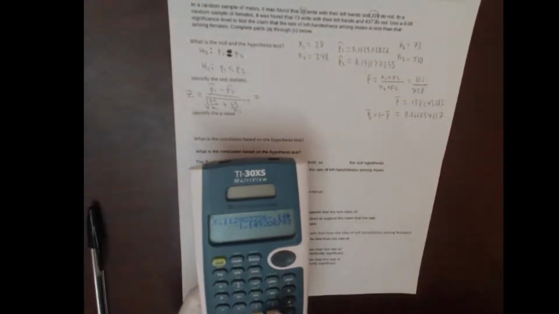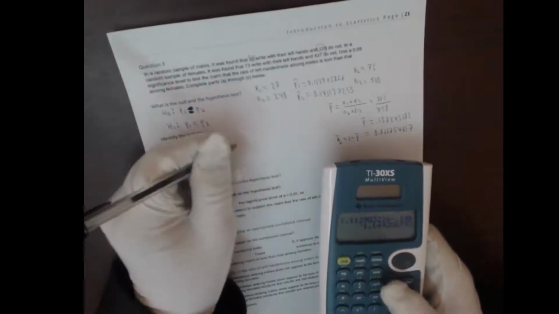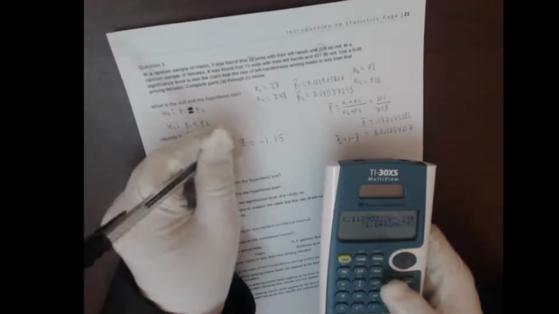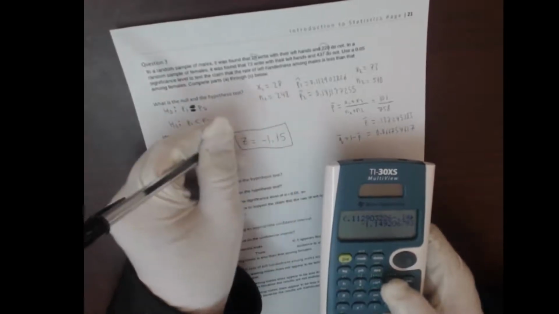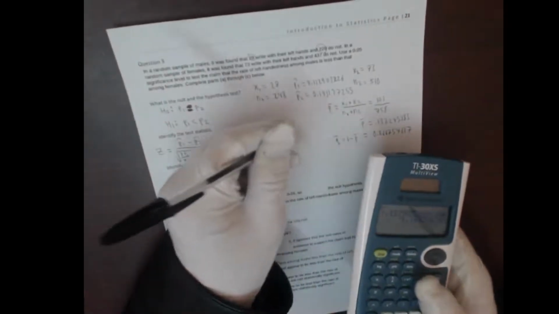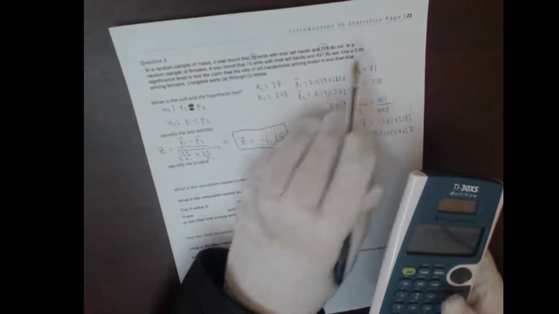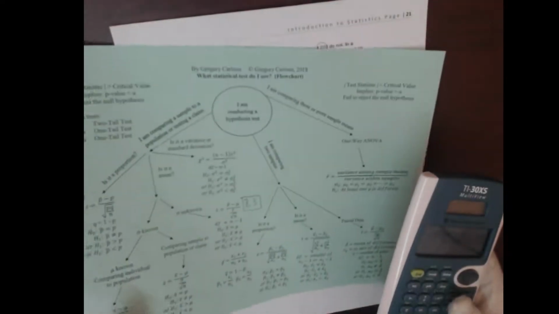And happily, we did get the correct answer. If you round to 2 decimal places, the test statistic is z equals -1.15. Thank goodness. Let's look up our critical value. We're doing a one-tail 5%. So a one-tail 5% would be 1.645.